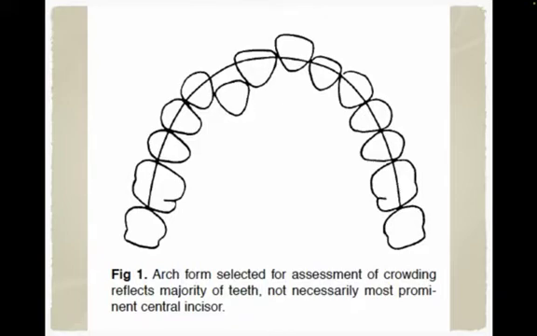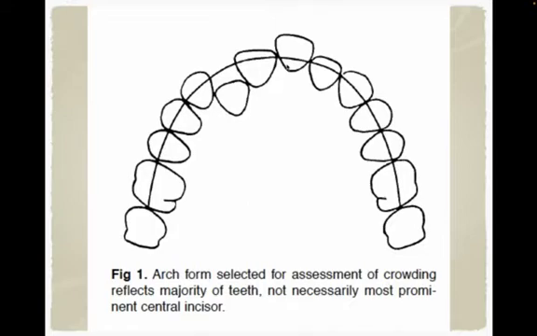What we do is we look at the arch and pick the arch form that represents most of the teeth. We're going to come back to this later because this is very important when we decide the overjet. So for example, for this one here, you have two central incisors. One of them is ahead of the other. The one on the right side is ahead of the one on the left side. So if I consider this one as my arch form, then this tooth is not crowded, but this one is. However, this tooth has an increased overjet, so now we need to count it in the crowding and we need to count it in the increased overjet.